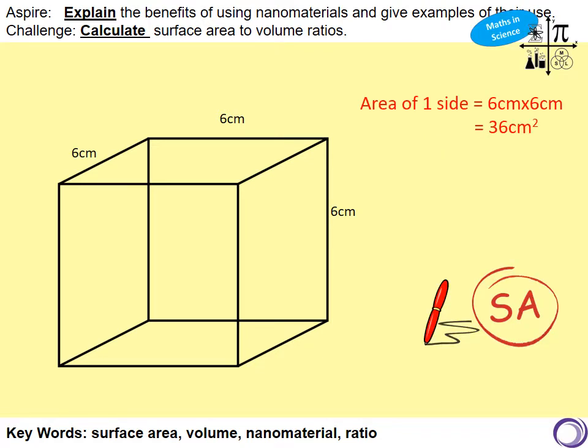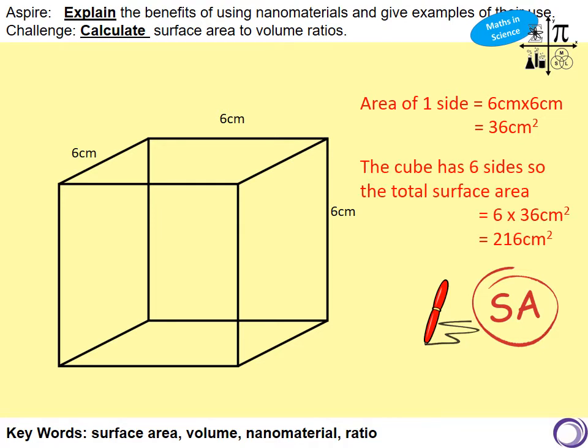So how did we get on then? The area of one side is 6 times 6, which is 36 centimetres squared. The cube has 6 sides, so the total surface area must be 216 centimetres squared.